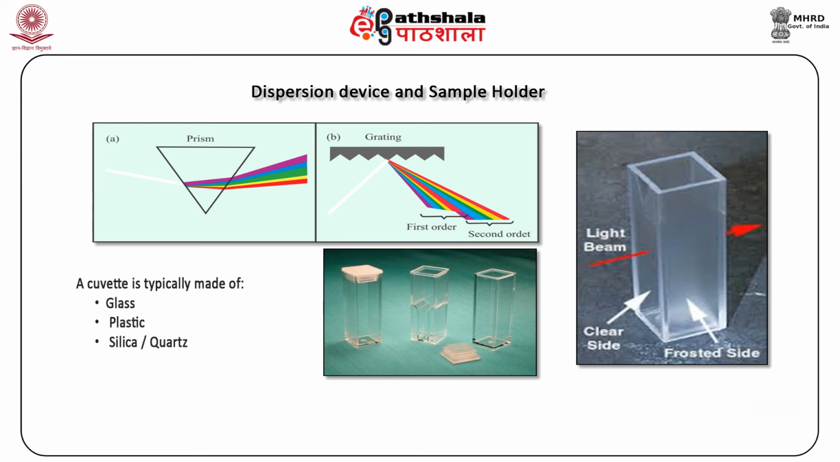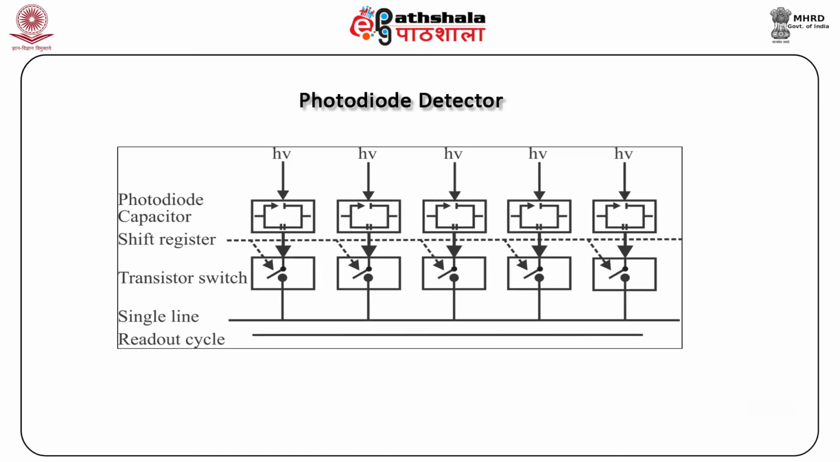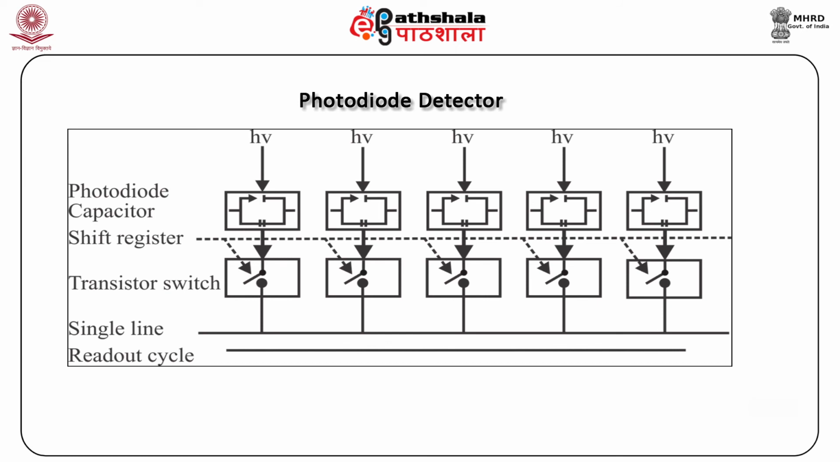The most common cuvettes are typically rectangular in shape with an internal width of 1 centimeter and are usually made of transparent material such as glass, plastic, as well as silica or quartz. Although glass cannot always be used as it absorbs light in the UV region, it can be used satisfactorily in the visible region. The detectors used in a spectrophotometer are photodiodes, which operate on the principle of the internal photoelectric effect. The advantage of these detectors is their short response time, which allows real-time recording of spectra.